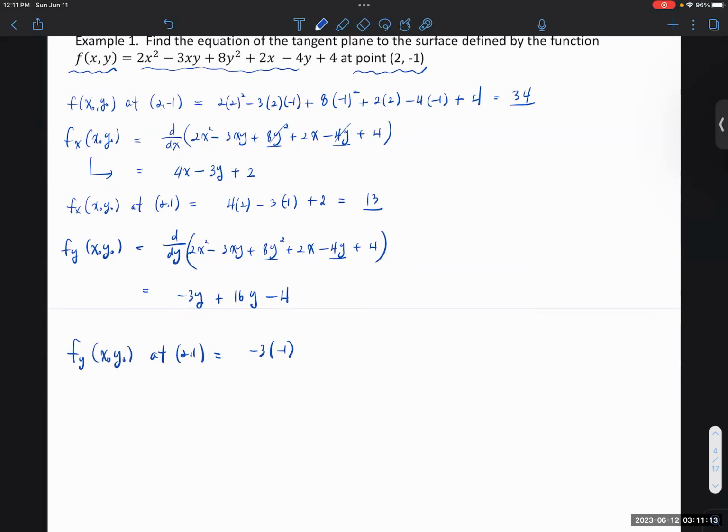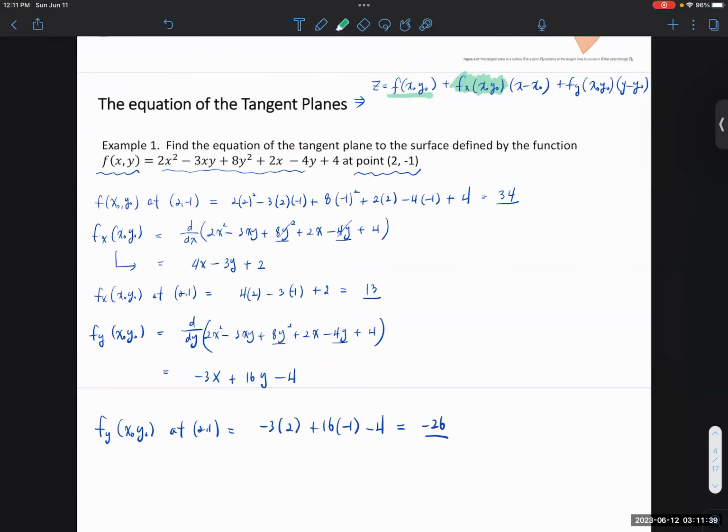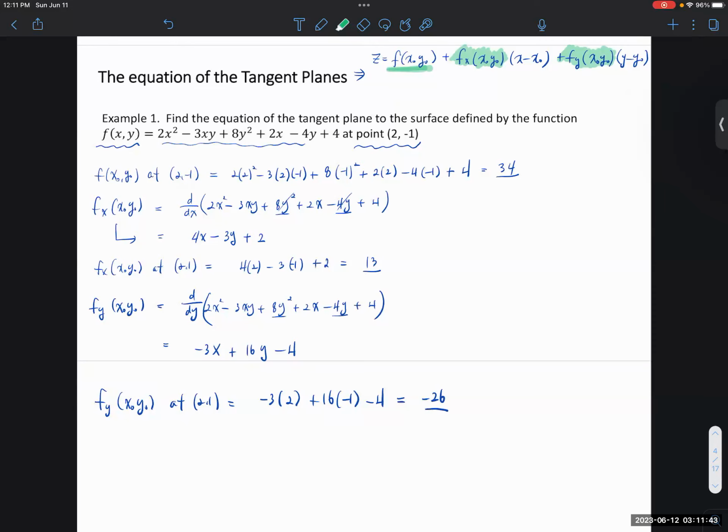So the partial derivative with respect to y at 2, -1: -3 times -1. And then what happened? Actually, I have a typo. This one should be x, isn't it? Because we are taking the derivative with respect to y, so 3x remaining. So my bad. So -3 times 2 plus 16 times -1, -4, it should be -26. So we got all this information. Am I correct? We got those 3 pieces of information.